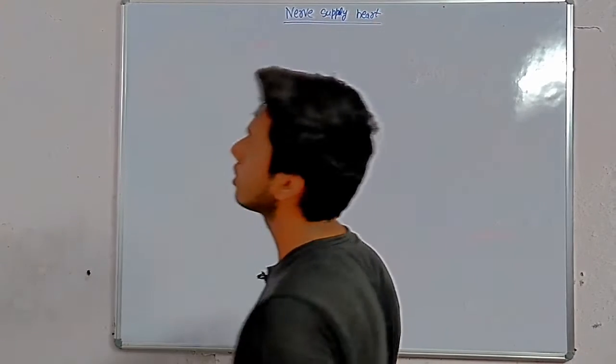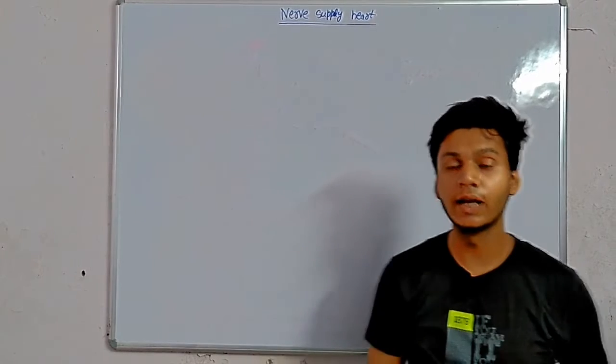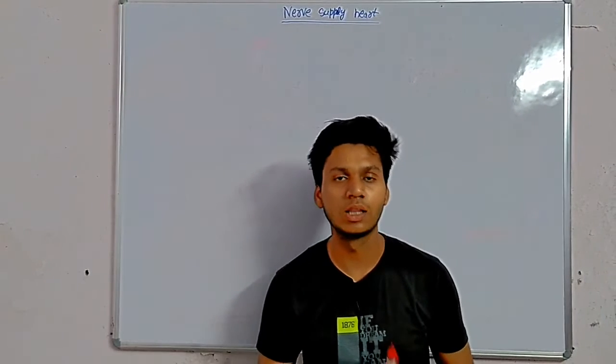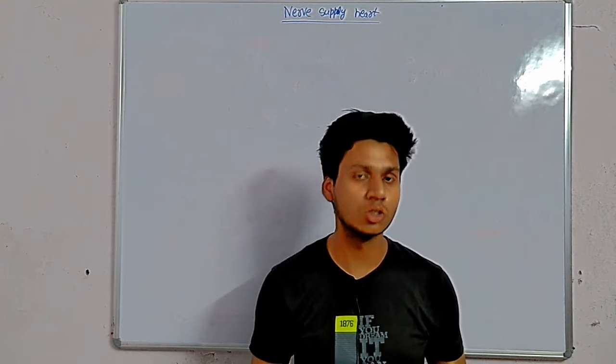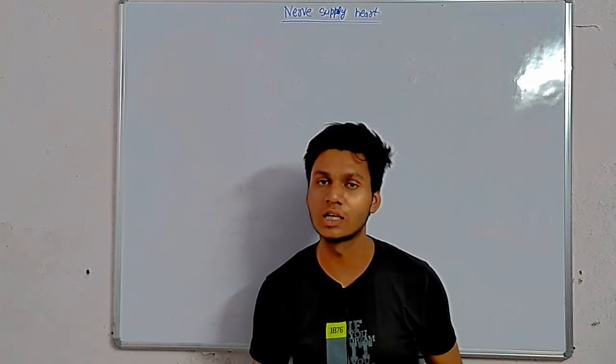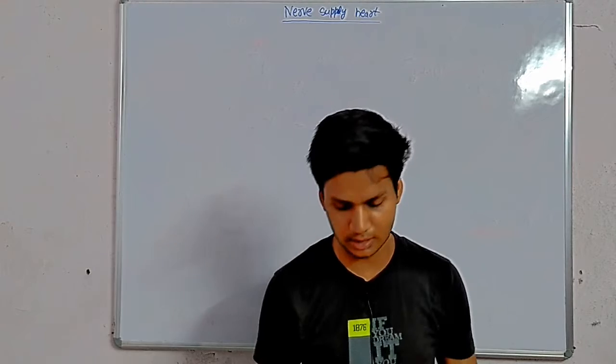So there are two supplies of the heart. One is sympathetic and the other is parasympathetic. Sympathetic increases the activity of the heart, like heart rate and stroke volume, etc., and parasympathetic decreases it.